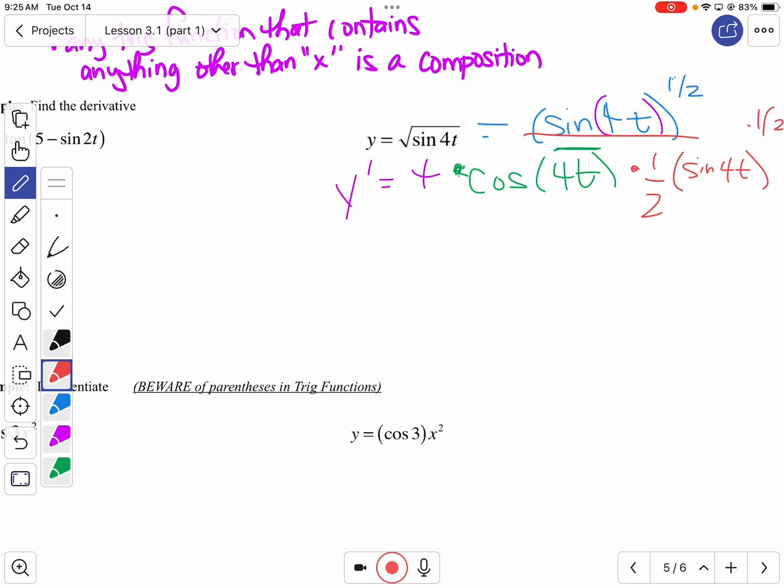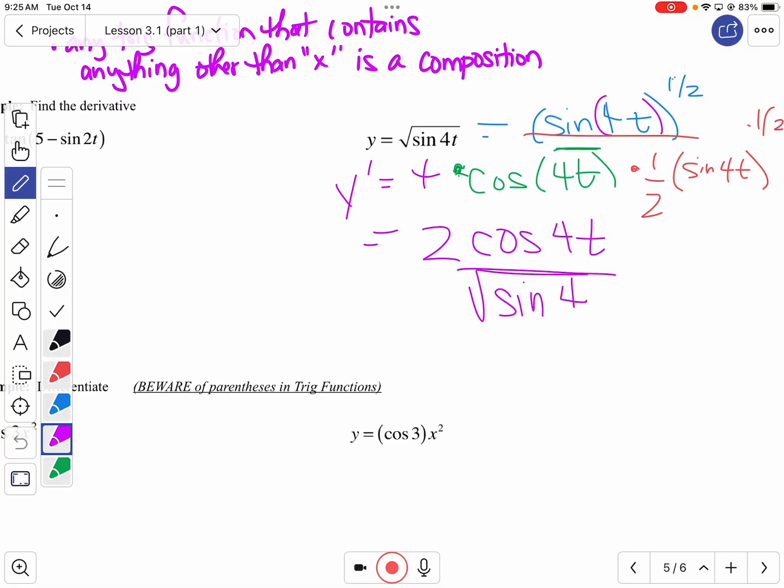Now, really not a lot of simplification there. 4 and a 1/2 I could put together. What's that going to give me? 2 cosine 4t. And then that would be over the square root of sine 4t, because that's to the negative 1/2. Okay, so there's really not a lot of simplification we can do besides that.